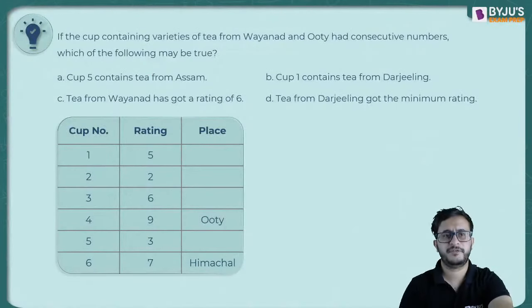Next, if the cups containing varieties of tea from Wayanad and Ooty had consecutive numbers, which of the following may be true?